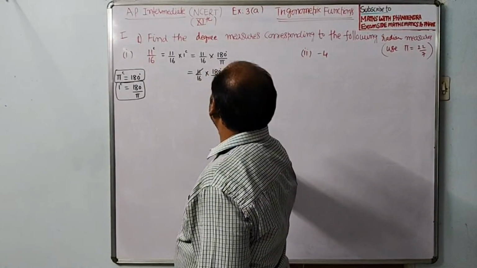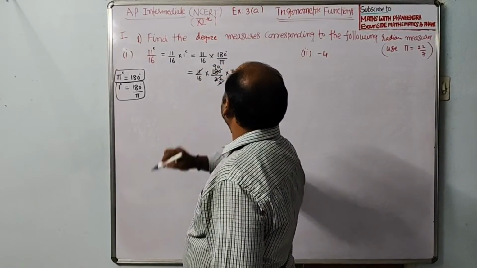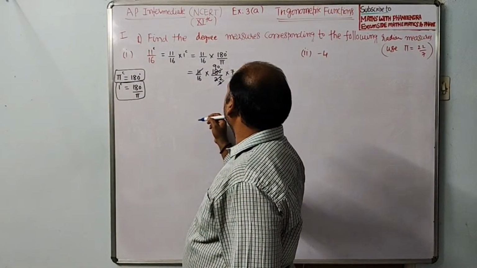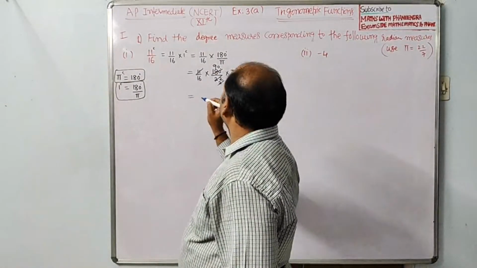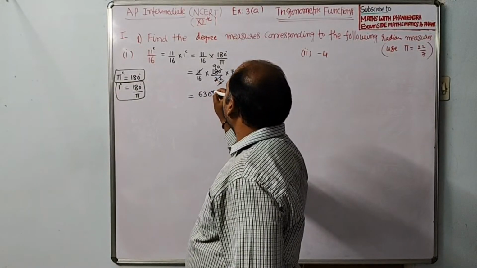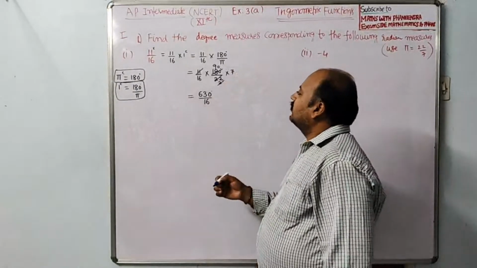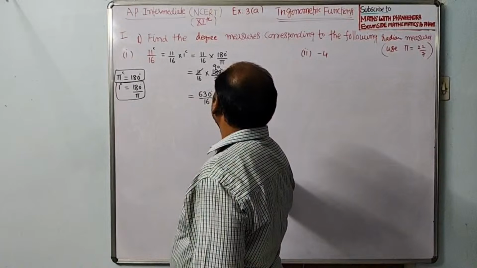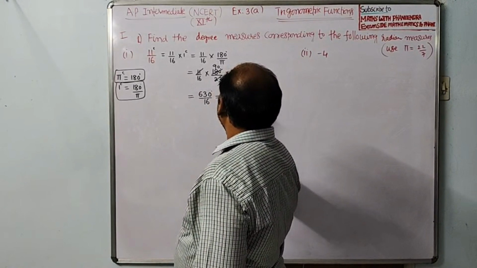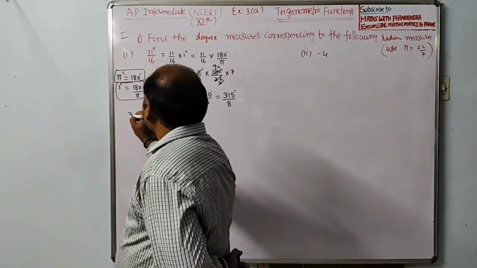So 11 ones, 11 twos. Next 2 ones, 2 90s. Later 630 degrees divided by 16. So you can divide with 2. So what happens? 2 3s are 6, 315 degrees by 8. So normal division.